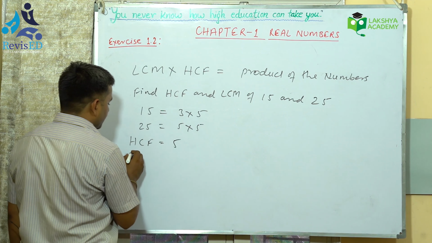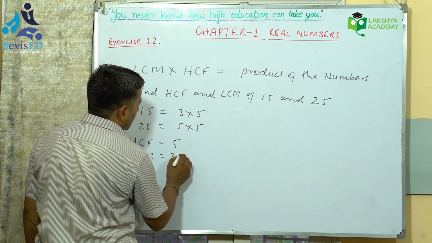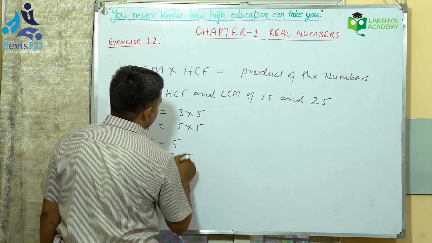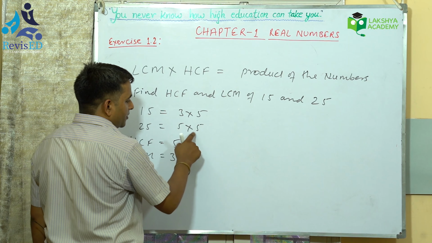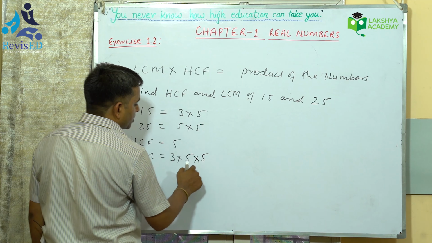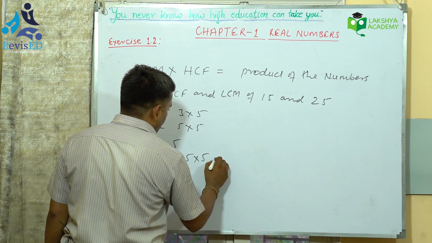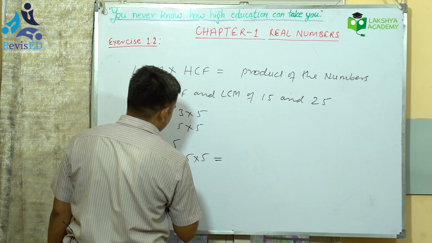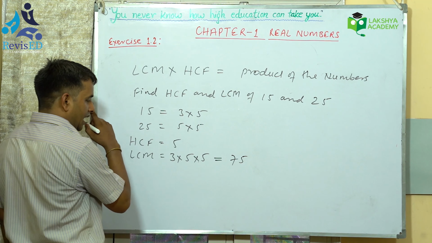So 5 is the HCF. The LCM would be 3 into 5 into 5. The maximum number of times a factor comes is taken: 5 comes 2 times, so we take 2. So the maximum factors come for the LCM. Now find the product. This is 75, so 75 is the LCM.